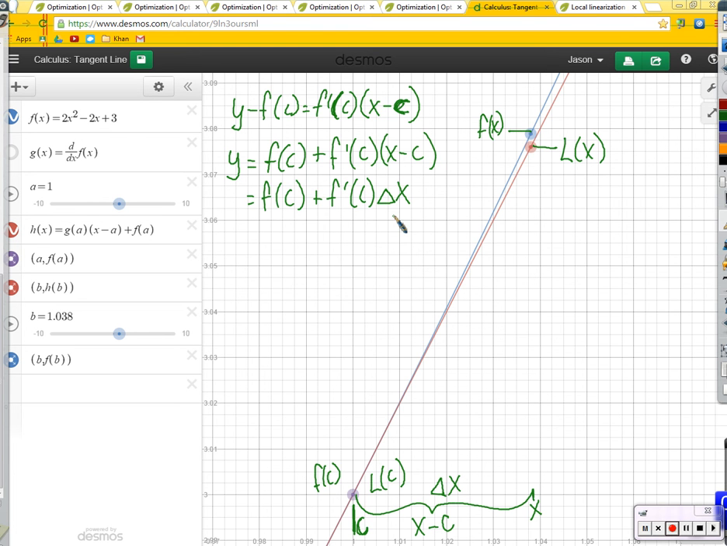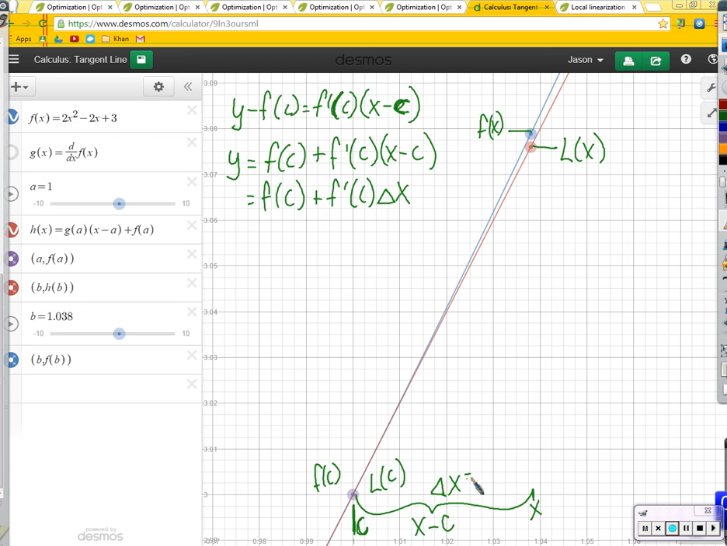So I kind of don't need to worry. All I need to know is how far is it from the c value over to the x value? Is it a little bit? Is it 0.01? That's all I need to know. Kind of nice. I need to know the starting point, I need to know the slope, and I need to know how far I'm going over. So that's what you call delta x.